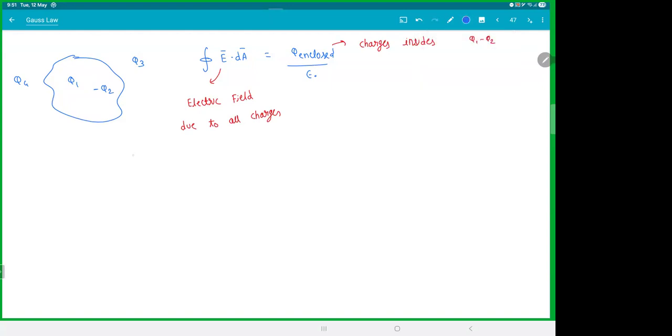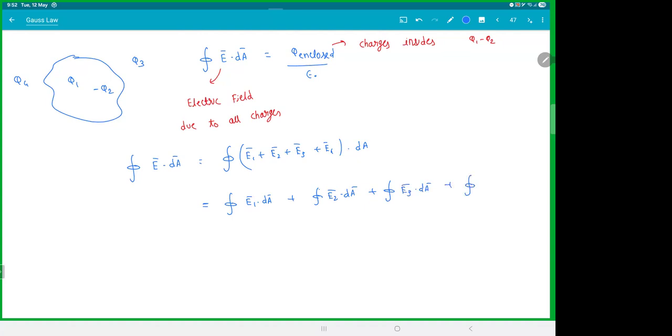So if E is due to all charges, I can split this: integral E bar dot dA can be written as integral of E1 bar plus E2 bar plus E3 bar plus E4 bar dot dA. This is E1 dot dA, E2 dot dA, E3 dot dA plus E4 dot dA. What is this? This is the flux due to each charge.